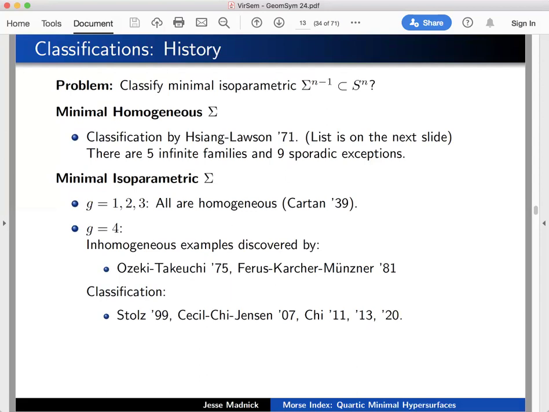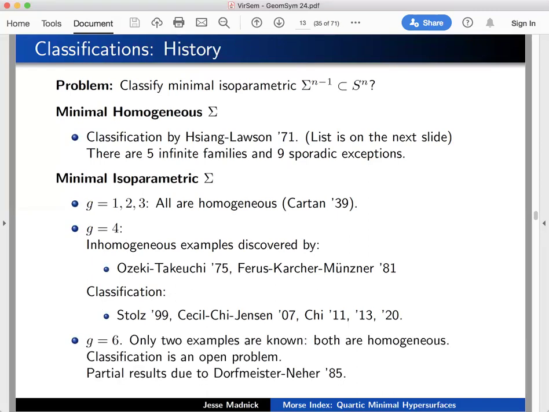I'm not an expert on this, unfortunately, but I'm aware that there is a classification of minimal isoparametric hypersurfaces with G equals 4 distinct principal curvatures. And this was finally completed relatively recently by Chi in 2020. So this is the result of a series of papers by many people, Stolz, Cecil, Chi, and Jensen, and then Chi in 2020 is when the classification was completed for G equals 4.